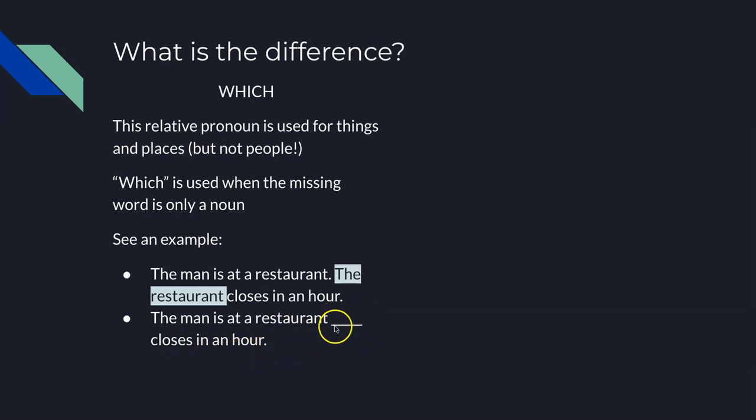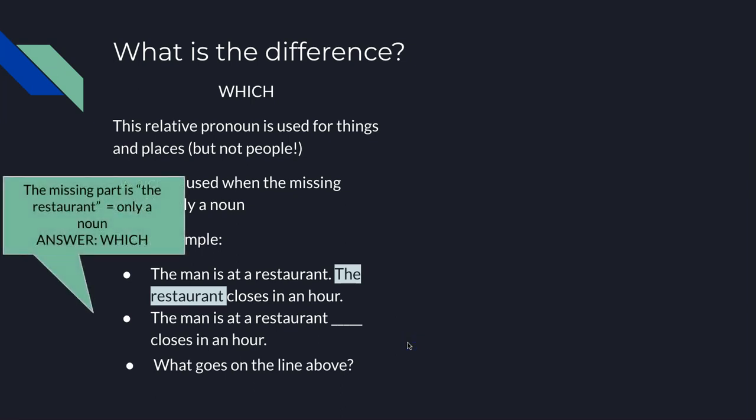So in this part here, what is missing? What is missing is the restaurant. The restaurant closes in an hour. So that means that in this line, we are missing a noun only. The restaurant is the missing part. That means that we can use the relative pronoun which in this case.